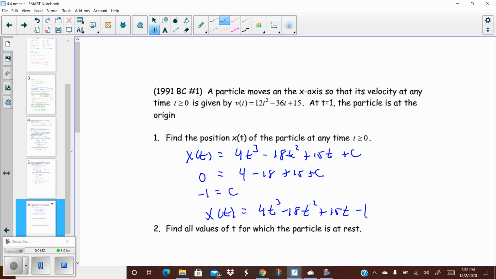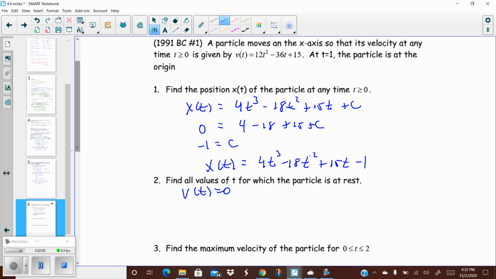Find all the values of t for which the particle is at rest. A particle is at rest when the velocity is 0, meaning it is not moving. So let's go ahead and set our velocity function, 12t squared minus 36t plus 15, equal to 0, and we'll solve for that. I think we can factor a 3 out, which might make the factoring easier. So 4t squared minus 12t plus 5.